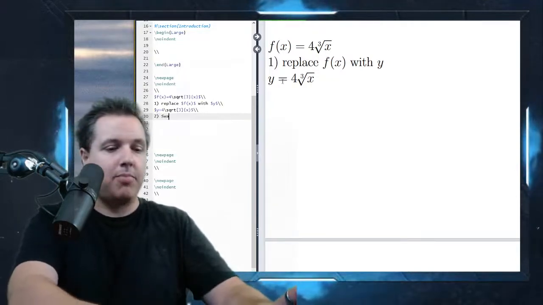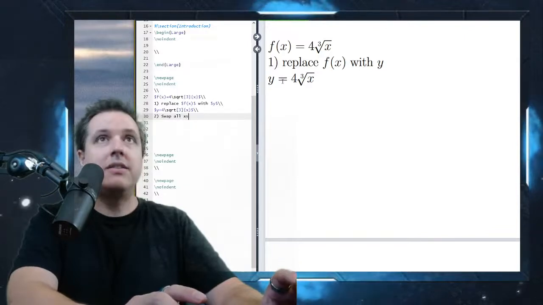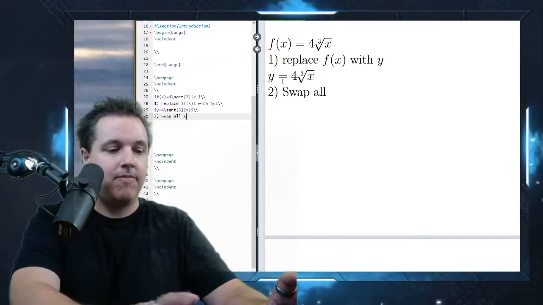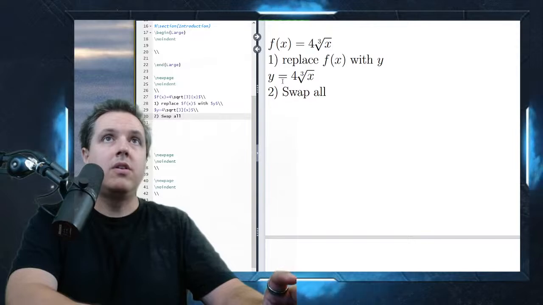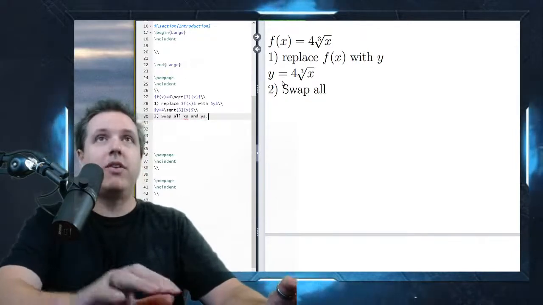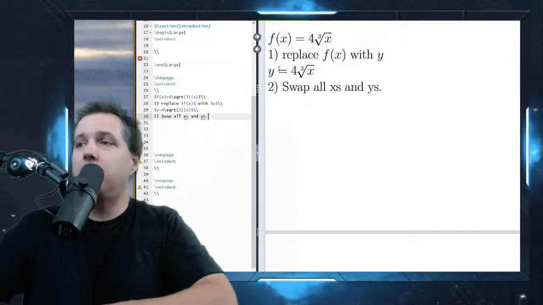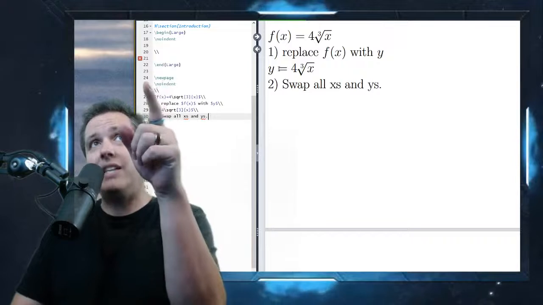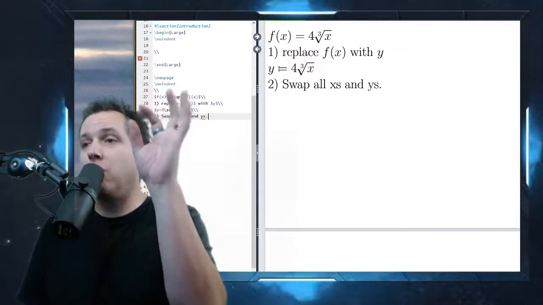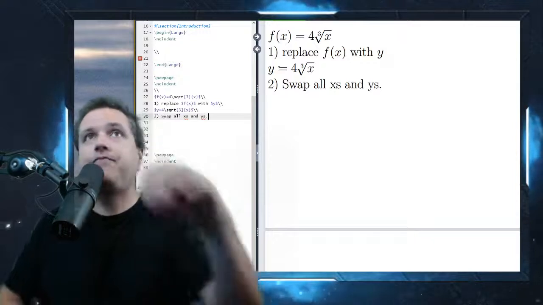Okay, step 2. We're going to swap all x's and y's. It's always weird writing a variable as a plural. We're going to take all our x's and y's and we're going to just switch them with each other. So in other words, I'm going to rewrite that line right above, but wherever there's a y, I'm going to write an x. Wherever there's an x, I'm going to write a y.